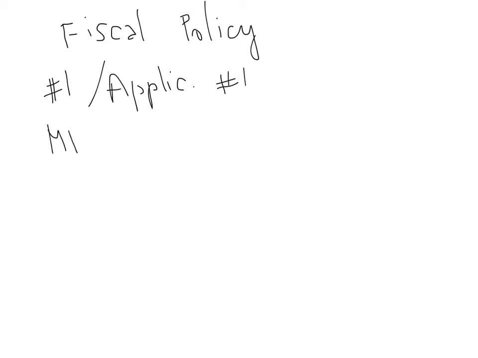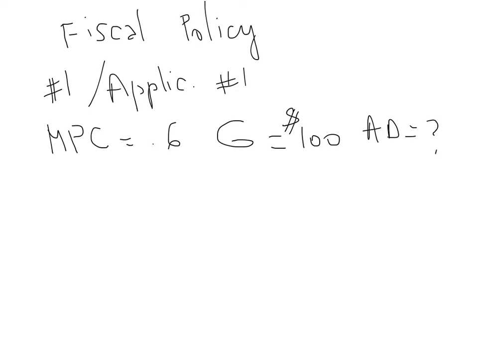Suppose the MPC equals 0.6, marginal propensity to consume is 60%. If the government stimulates the economy, so if government spending is 100 billion, then aggregate demand will increase by how much? This is what we have to solve for.